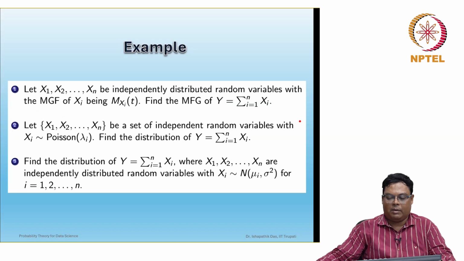So let us discuss this problem. Let x1, x2, ..., xn be independently distributed random variables with moment generating function of xi being M_xi(t). Find the moment generating function of Y equal to the summation of i equals 1 to n of xi.